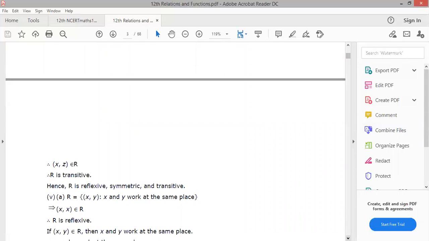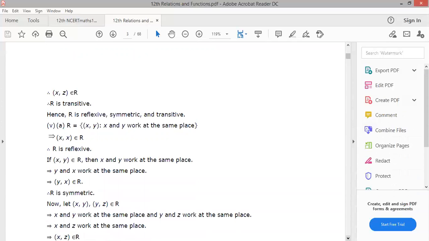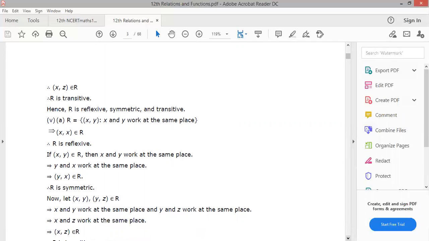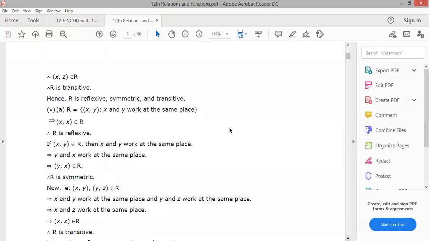Hence, the given relation is reflexive, symmetric, and transitive. So we say the given relation satisfies all the three types of relations. This criteria is satisfied. We say this is an equivalence relation. I hope that you got it.